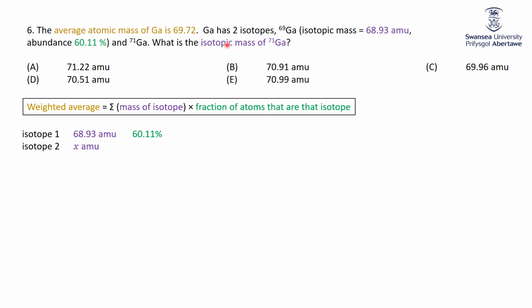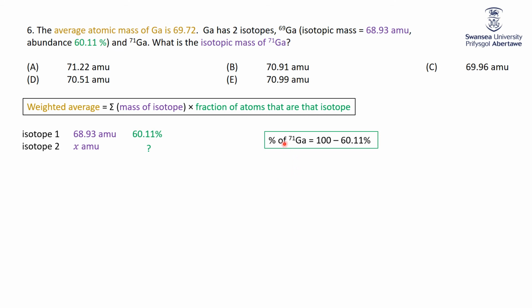For isotope 2, we're asked for the isotopic mass, so we can just put that in as X, marking the spot or marking what we need to find out. Trouble is, we have a big gaping hole here for the percentage or the fraction of isotope 2. How do we get that? Well, we know that gallium is either gallium-69 or gallium-71. It's either isotope 1 or isotope 2. So therefore the percentage of gallium-71 is 100, because 100% is either 69 or 71, minus the percentage that is 69.